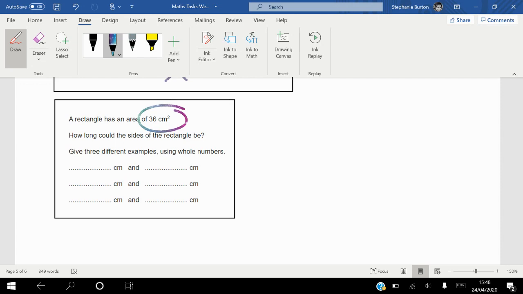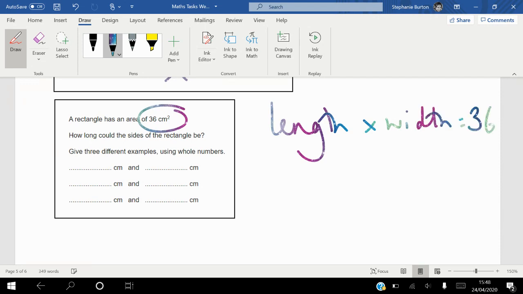So this is where my knowledge of times tables and factors is going to be really useful. So remember, when we're finding area, we have to multiply the length by the width. And in this case, it's going to give me an answer of 36. So I need to work out which 2 numbers I can multiply together, which is going to give me an answer of 36. So I'm thinking about factors of 36. So this means I need to think about all of my times tables, and we're going to need to count through those times tables to see if 36 is a multiple of one of them.